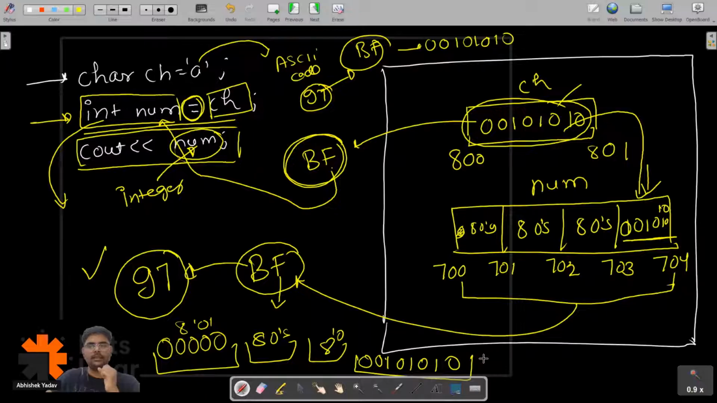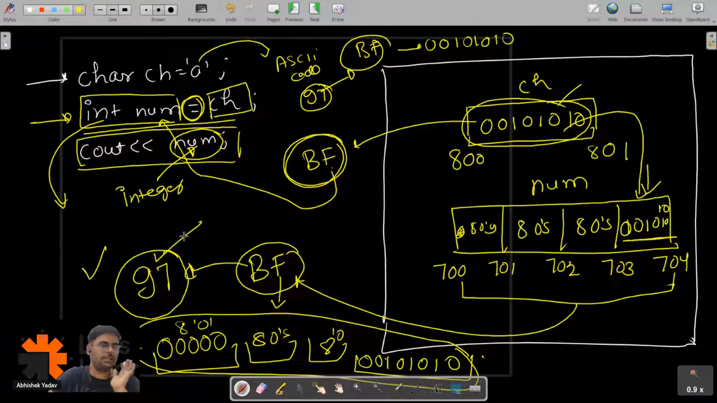0 0 1 0 1 0 1 0, right? After that, what will happen? We are saying that if I convert this binary format data to the decimal format data, we will get this output 97.